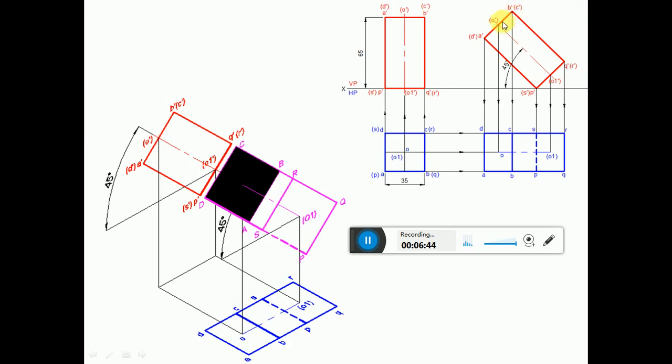Then join B dash to A dash with a dark line, then A dash to P dash with a dark line, P dash to Q dash with a dark line, and Q dash to B dash with a dark line. We have completed the rectangle.